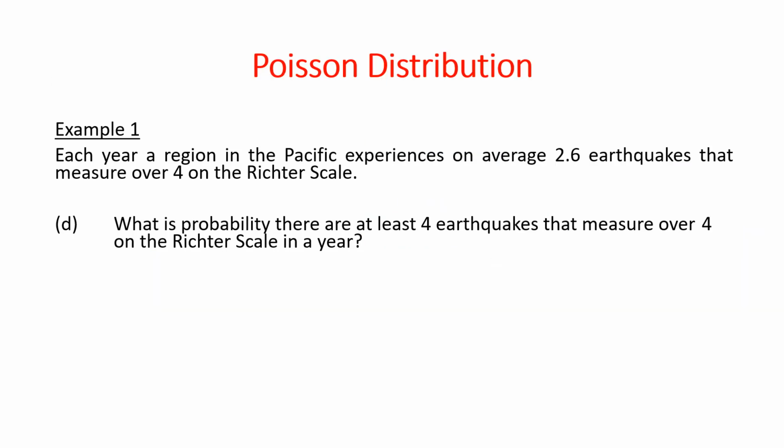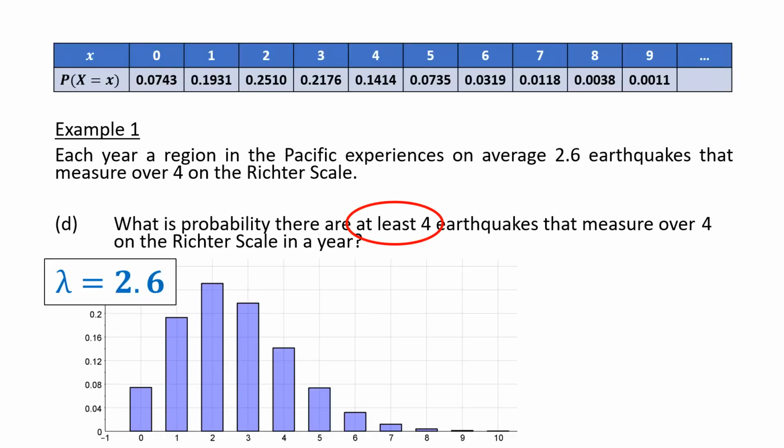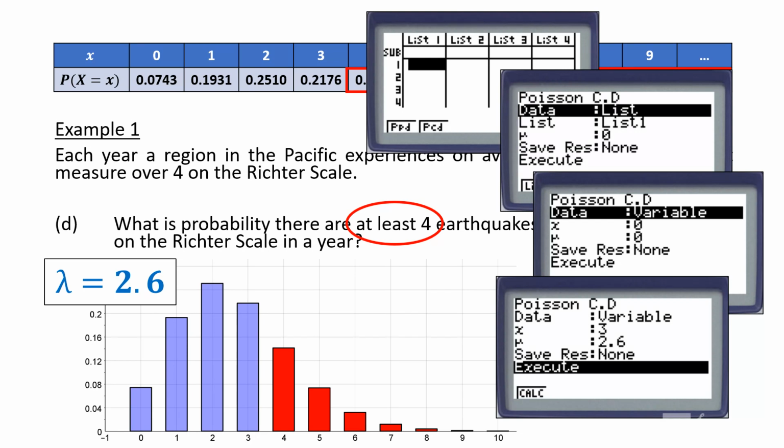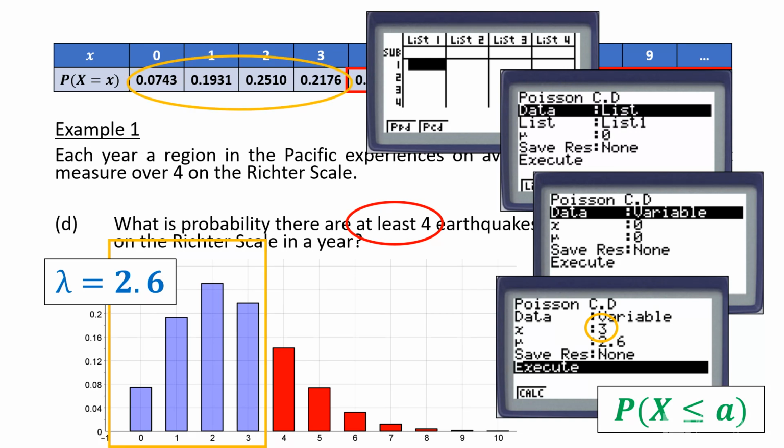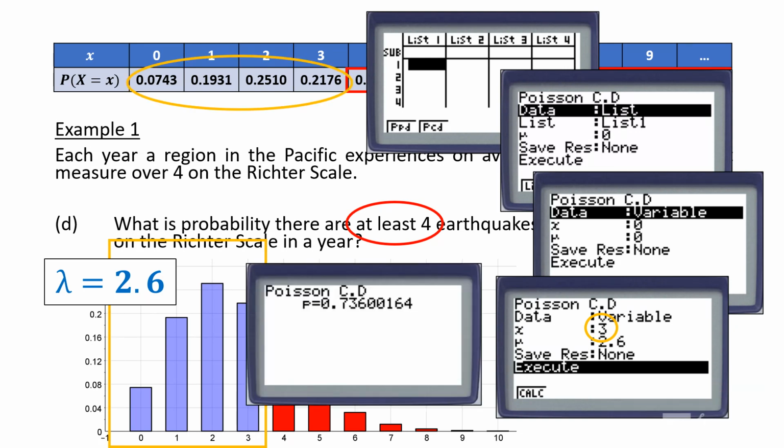And finally, what is the probability there are at least 4 earthquakes that measure over 4 on the Richter scale in a year? So again, I'm saying at least 4, which means I want 4 or more. So when I say at least, I want to include 4. So once again, we're going to be clever and put x is 3. The calculator is going to calculate 3, 2, 1, and 0 for us, that section. It's going to work out that probability, which is 0.7360.